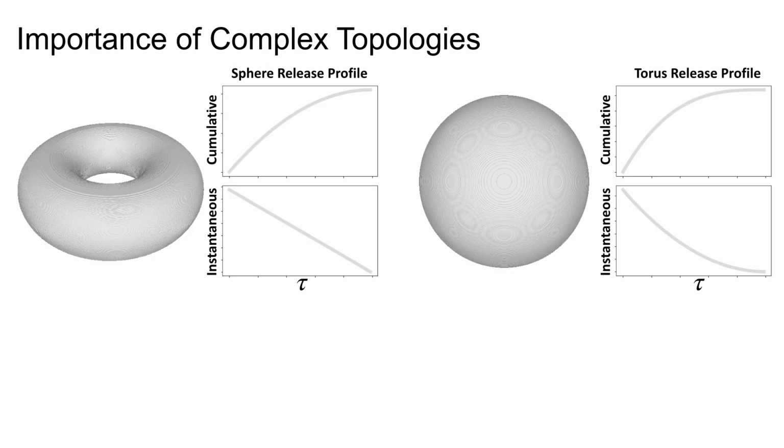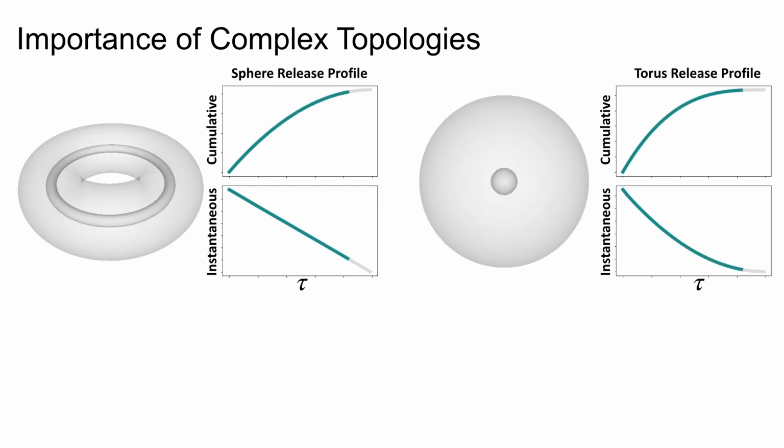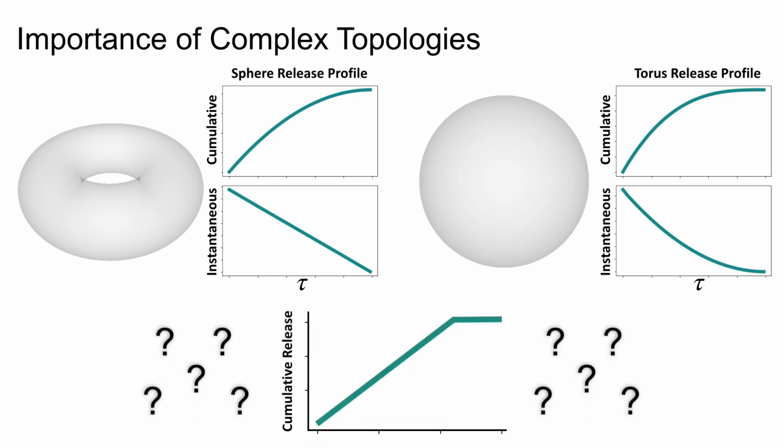Shapes of low genus, like spheres, cylinders, and tori, shrink in surface area as they dissolve. This means that their instantaneous dissolution rates decrease over time, and their cumulative release profiles all exhibit negative curvature. Achieving constant or even increasing surface areas requires more intricate, sponge-like geometries that we create with topology optimization.